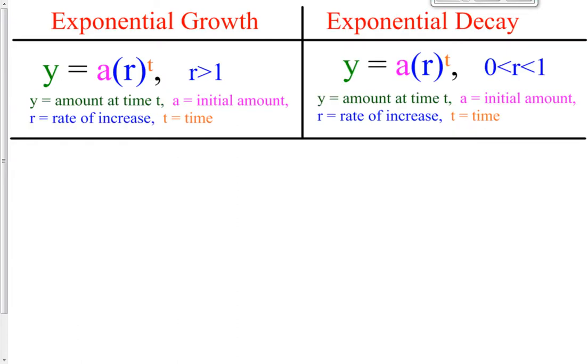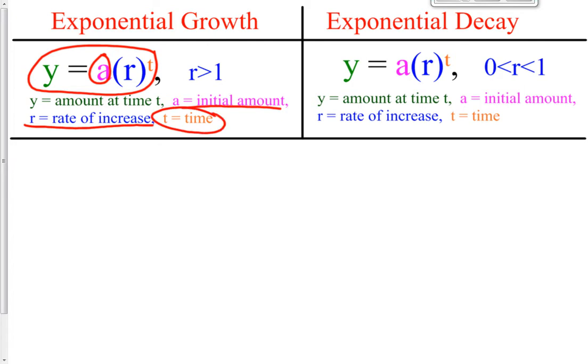Okay, so knowing that, let's talk about our equations. They're the same for exponential growth and decay. You'll see the differences as we do some of these word problems, but the equation does remain the same. A is the initial amount, so whatever we start off with goes into that spot for letter a. R is the rate of increase, oftentimes written as a percent, and the exponent is time t. Might be in months, might be years, might be seconds, could be any of those. And then y is the amount at time t.